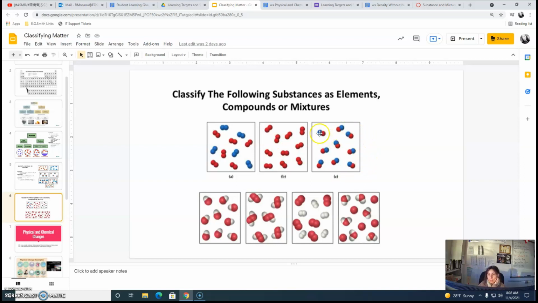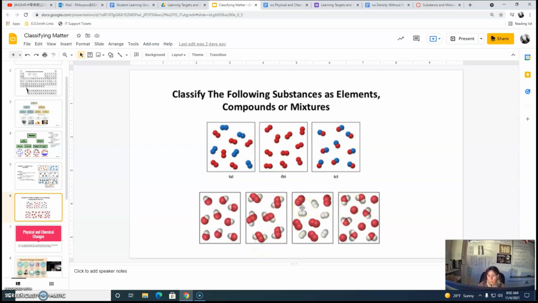In this third picture, I can see that I have a blue atom bonded together with a red atom, and all of these molecules are identical to each other. That makes it a compound. Let's see, over here, again, I have a white atom bonded with a red atom, making it into a compound. All of the molecules are identical to each other, therefore this is a compound. Same kind of reasoning down here. I have red atoms and white atoms bonded together, forming a compound with identical molecules.